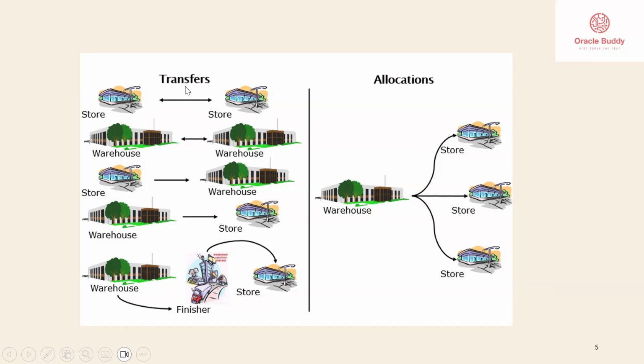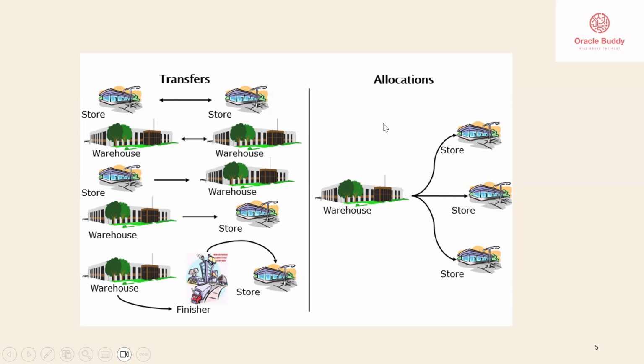Here you can see that for store to store, any movement of inventory can be done through transfers. Similarly between warehouse and warehouse, store to warehouse, warehouse to store, and warehouse to store via a finisher. So these are all transfers. Here you can see it is multi-directional, so we can do it any way.